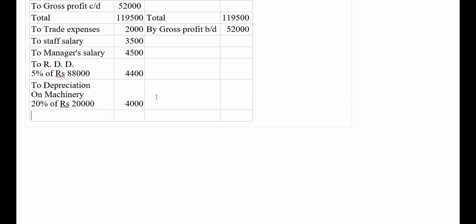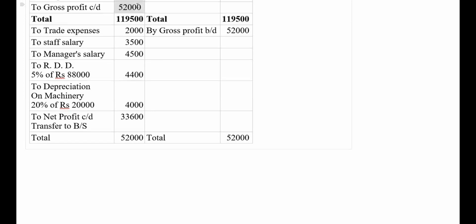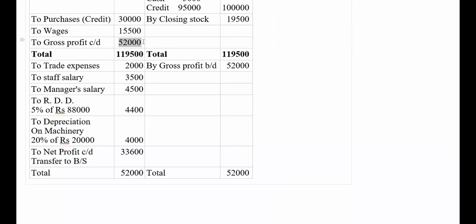So now let's take the total here. Let's leave a line here. I think the credit side is more here. So that is 52,000. Let us write down here also total 52,000. So here to net profit carried down, transfer to balance sheet, that comes to, now you see here, 33,600. So this is what we have arrived at here, net profit. Just let me bold the values here.